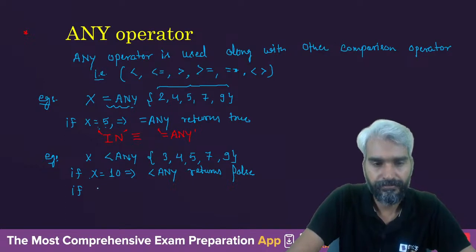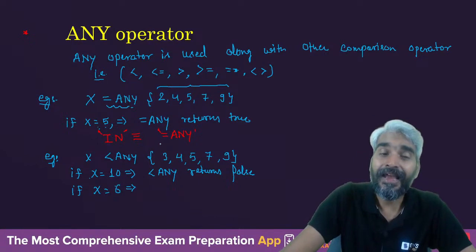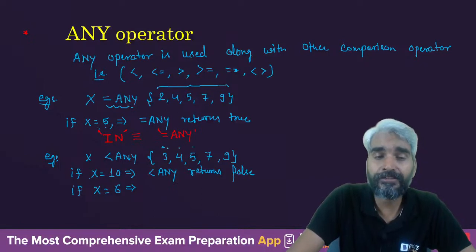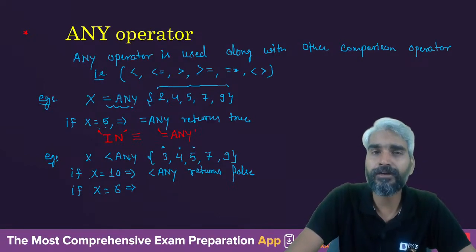If x equals, let's assume, 6. Is 6 less than any of the elements of this set? 6 is not less than 3, so it will keep checking. 6 is not less than 4, so it will move to the next element. 6 is not less than 5, so it will move to the next element. Then 6 is less than 6.